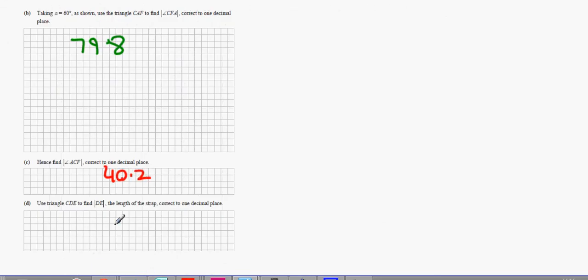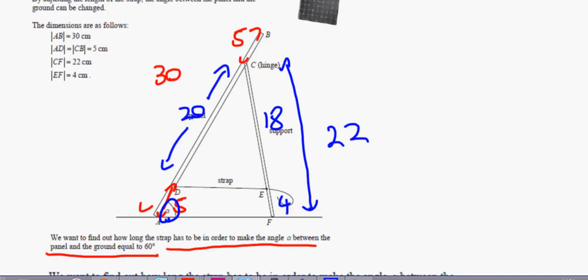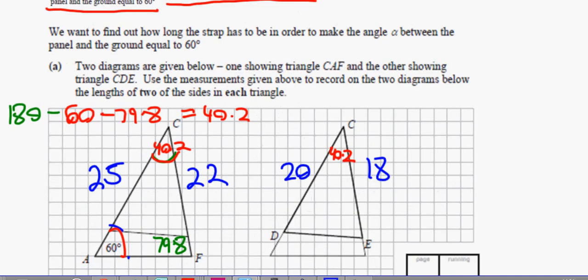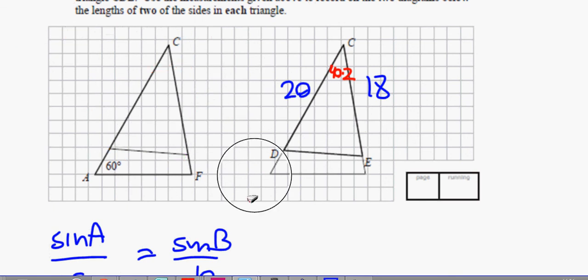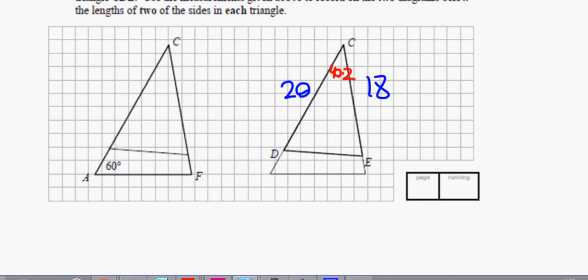Use the triangle CDE to find DE, the length of the strap, correct to 1 decimal place. Okay, so we're looking to find the length of this strap. To find it, we're going to have to try the cosine rule. We have a triangle with 3 sides, and we know 2 lengths and the angle in between. So the cosine rule is a rule for something like this.